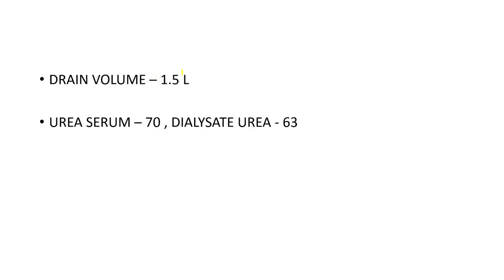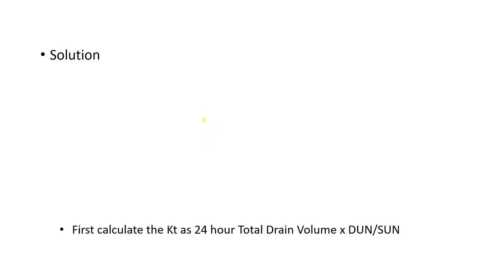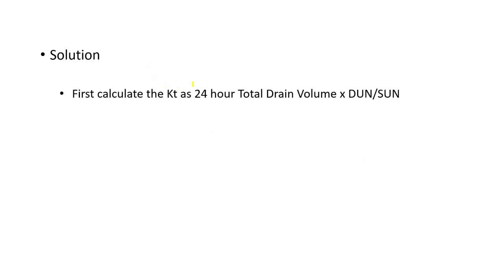So this 1.5 liters net you have to add to the 10 liters, which you should not miss, because he is doing 2.5 liter exchanges, and along with that the patient has drained an extra 1.5 liters. The urea in the serum and in the dialysate is given. So we'll go stepwise. How to calculate Kt/V? 24-hour drain volume multiplied by the dialysate urea divided by the serum urea. Either it can be urea nitrogen or urea. I'm just mentioning, for simplicity, the serum and dialysate levels of urea.